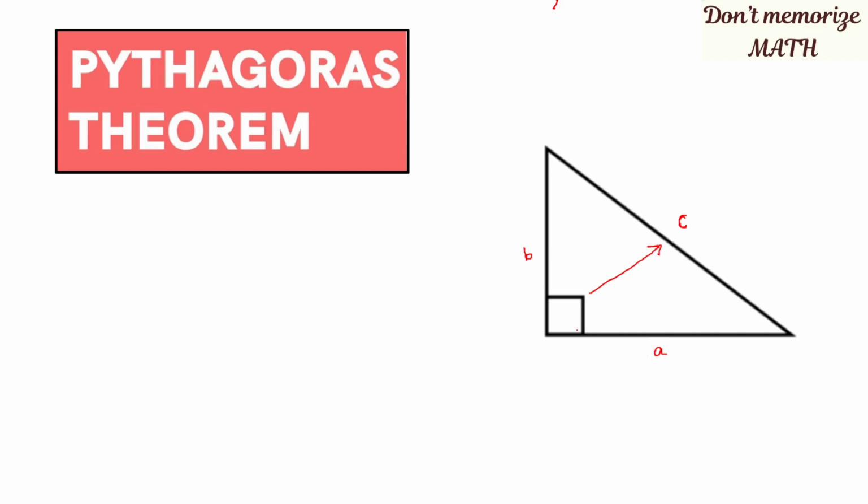Pythagoras theorem says that c square equals a square plus b square. Just remember this. Pythagoras theorem is c square equals a square plus b square, where c is the hypotenuse. How to identify the hypotenuse? The side opposite of this 90 degree is the hypotenuse.